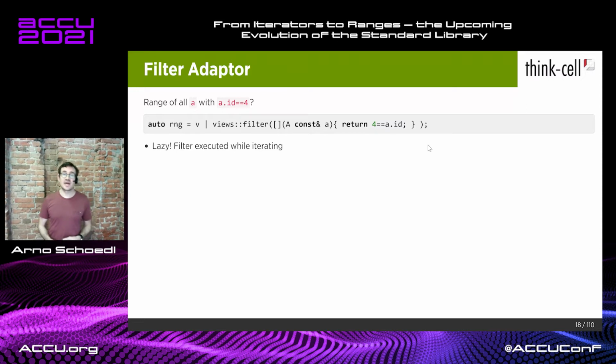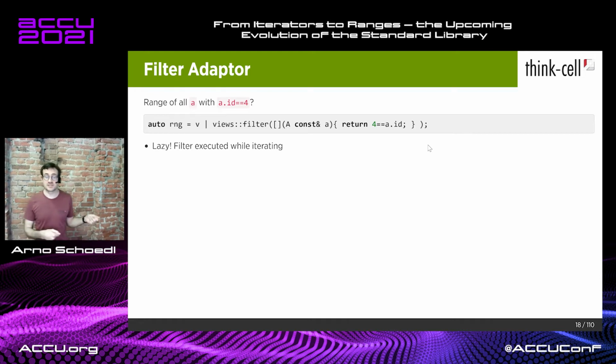Now, let's look at another interesting adapter, a view, and that's the filter. So let's say you have, again, a range of A's, and you want the A's where ID is 4, and you want to drop all the others. So you would write it with such a filter adapter. You take an A, and it returns true only for the things that it wants to keep. In this case, the ID equals 4. And again, that's lazy. You do this while iterating.